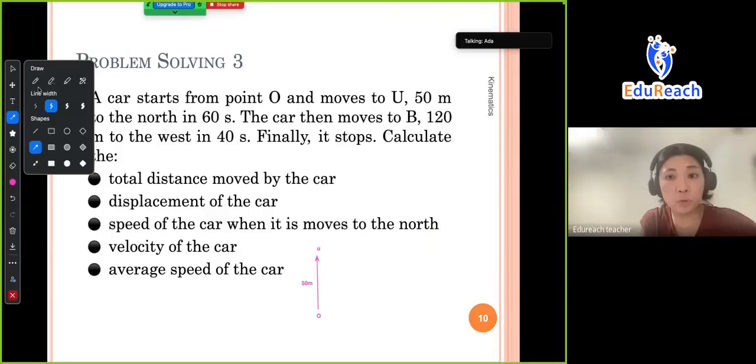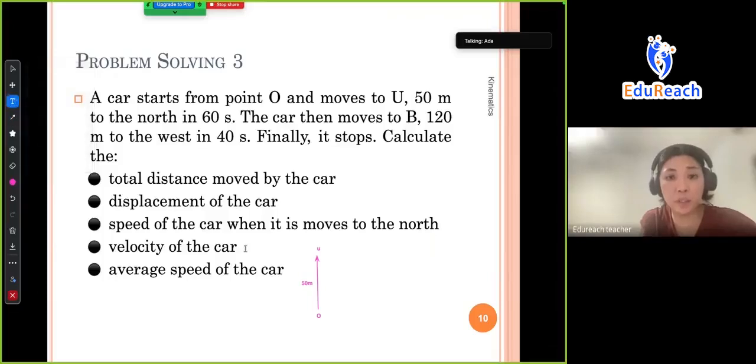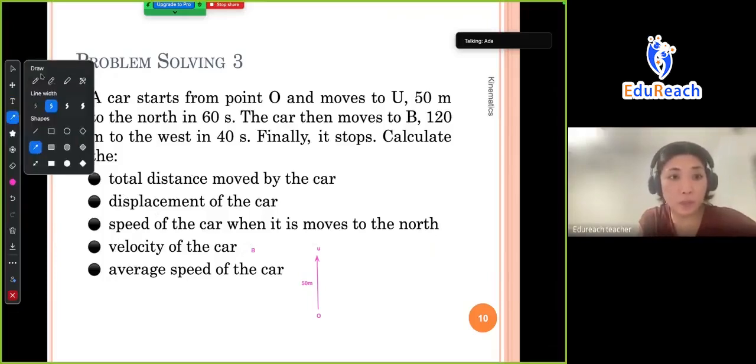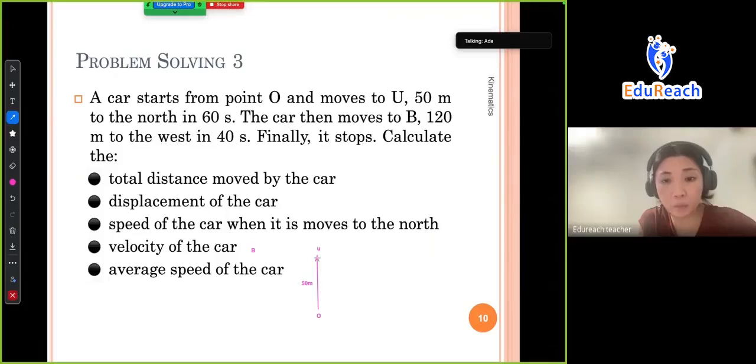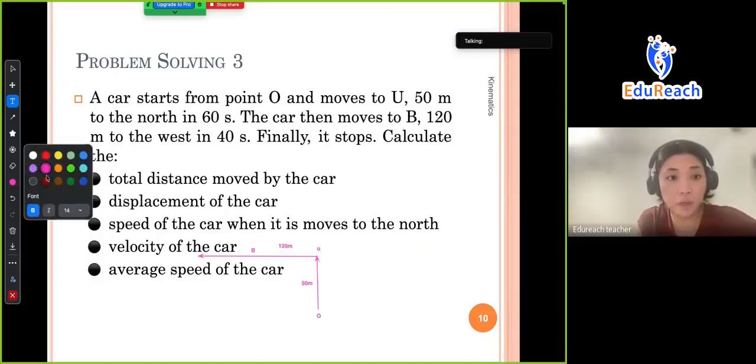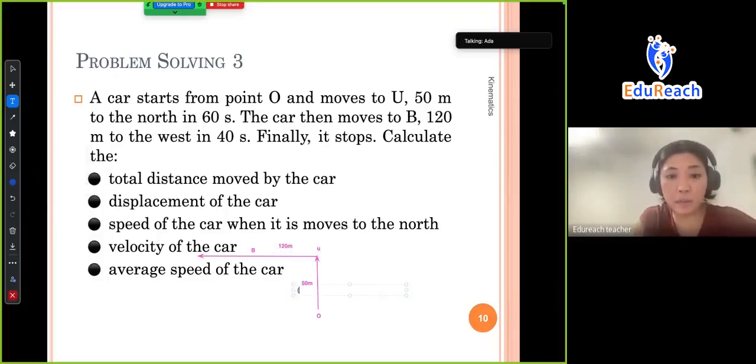And then from U, he moves to B, which is to the west direction here. And it's 120 meters. So connecting from U towards the direction of B will be something like this. It's quite long, about 120 meters to the west. I'm going to also add in the time that they take in these separate sections. So from O to U, they take 60 seconds. From U to B, it took 40 seconds.